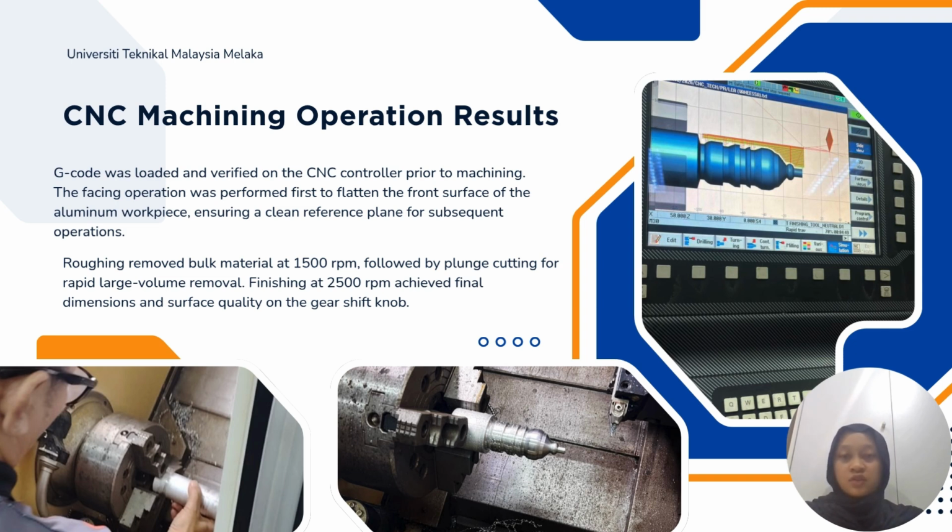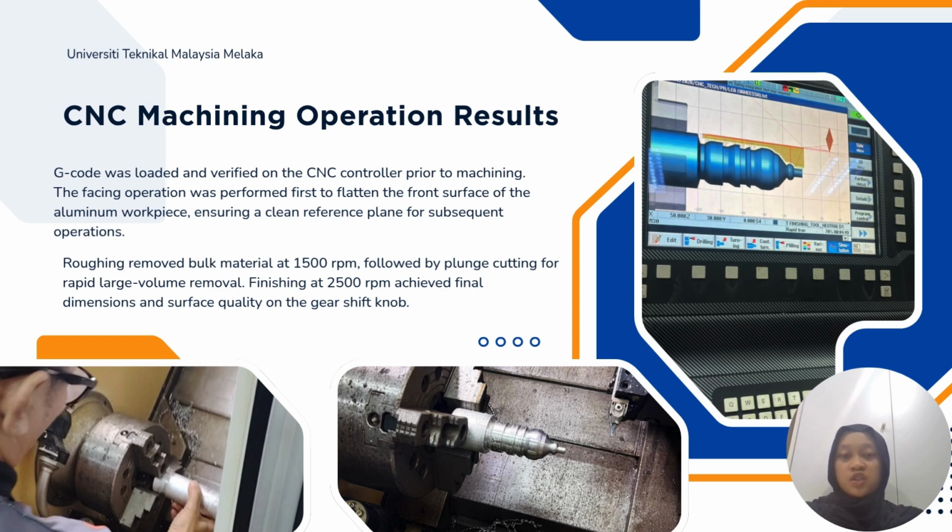Now I will explain the CNC machining operation results. Before we start the machining process, the G-code was first loaded into the CNC controller and verified to make sure there were no programming errors. This step is important because it helps prevent mistakes and protects both the machine and the workpiece.